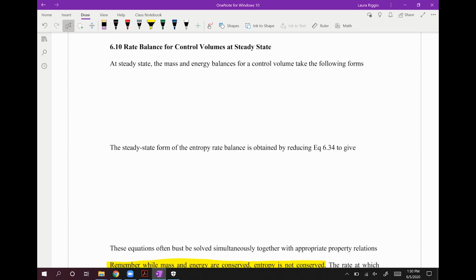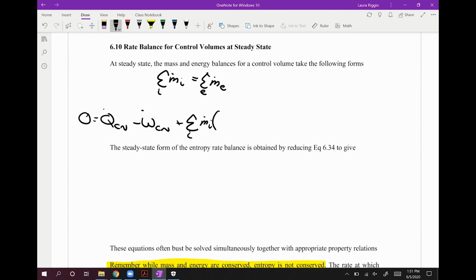More importantly is what happens for a rate balance for steady state. If we remember, our mass and energy balances take the form of what comes in is equal to what goes out for our mass, and we have our heat transfer rate minus our power plus the sum of what goes in with our mass flow in terms of enthalpy plus kinetic plus potential minus what goes out with our mass flow in terms of our enthalpy, kinetic, and potential.